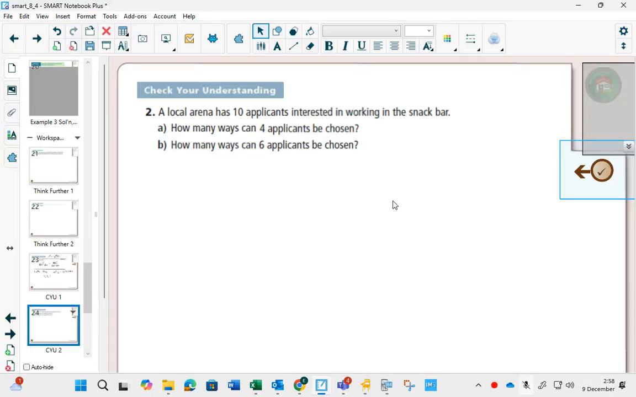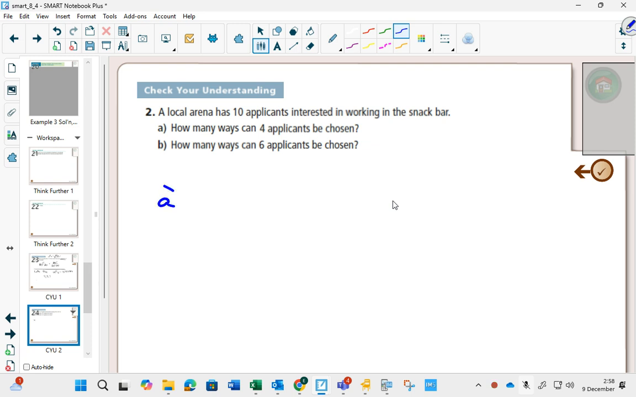A local arena has 10 applicants interested in working the snack bar. How many ways can 4 applicants be chosen? So the first thing you always do in these questions, when they come up on your test or exam, because permutations and combinations questions will be mixed together, is ask: if you hired those same 4 people in a different order, would it be different? No. So that makes it a combinations question, in which case we'll use the formula right away.